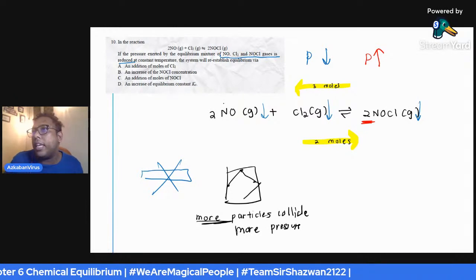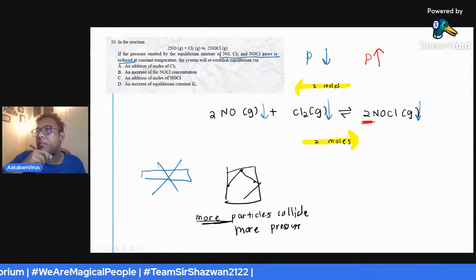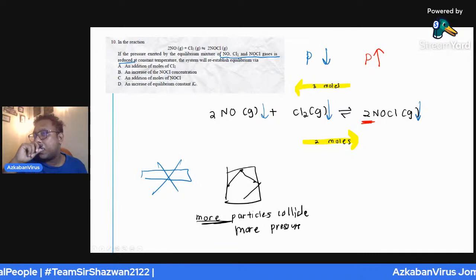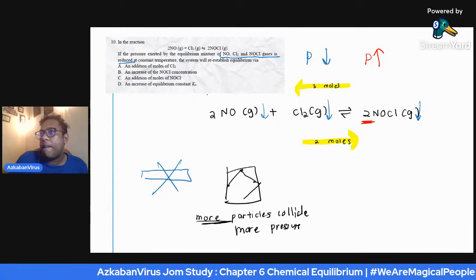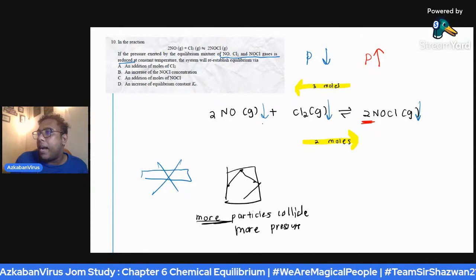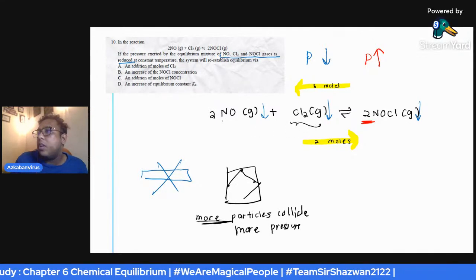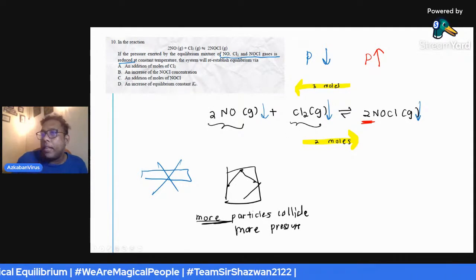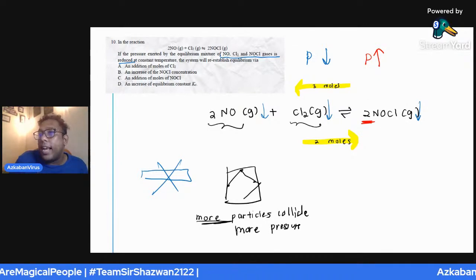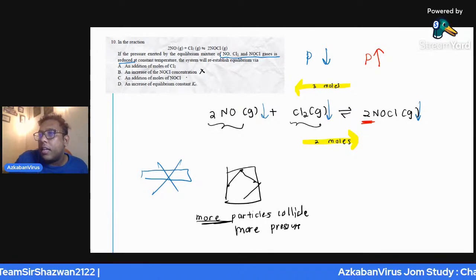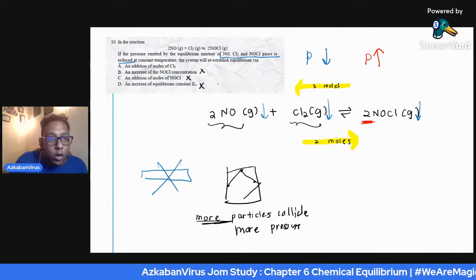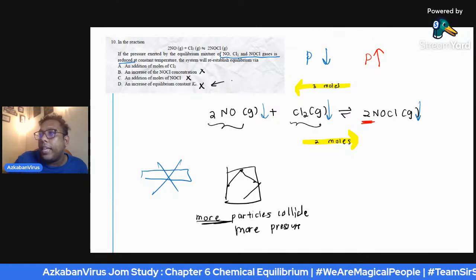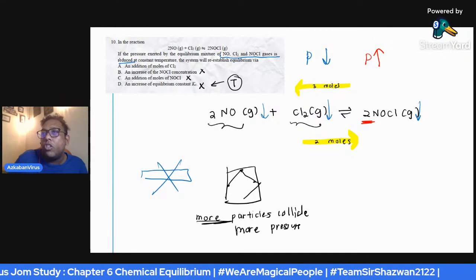So, apa berlaku bila dia ke kiri? Dia menghasilkan lebih banyak Cl2 dan juga NO. Okay, bermaksud concentration of NOCl akan jatuh. So, B salah, C pun salah. An increase in equilibrium constant, no, kita tak kacau. Ini hanya akan affected bila kita kacau temperature saja. So, jawapan dia A. Kenapa?